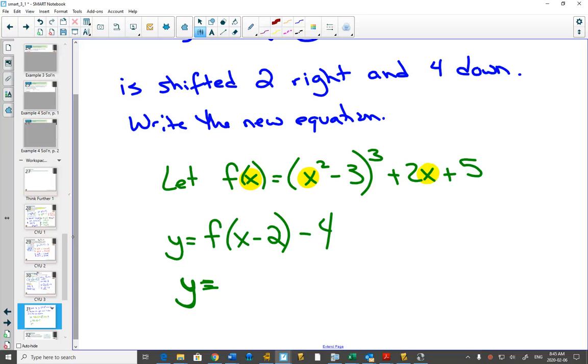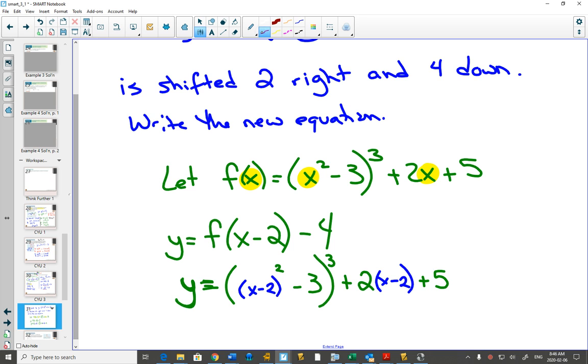Okay. Y equals, so wherever we had an x, so we had an x here, I'm going to write it in blue. Now I'm going to replace that x with x minus 2. I still have this squared. I still have this minus 3. I still have this cubed plus 2. But now instead of that x, I'm replacing it with x minus 2. I would still have that 5.